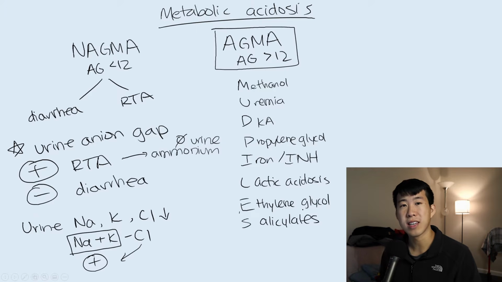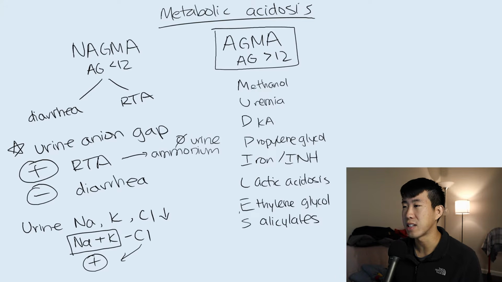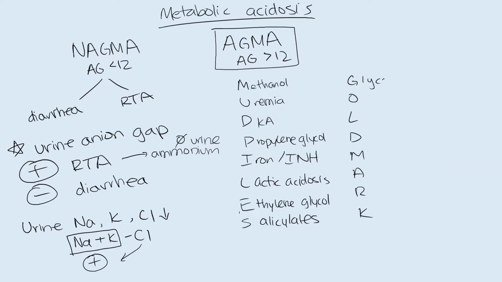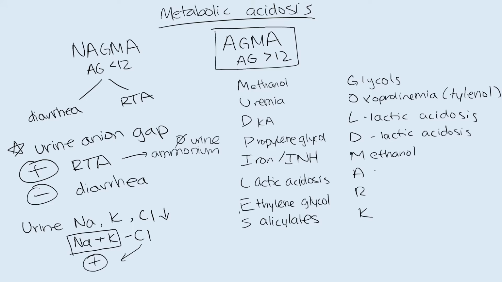But actually recently there has been a new mnemonic that's been proposed and is actually supposed to be a little bit more superior and accurate in terms of identifying causes of anion gap metabolic acidosis, and that's going to be the GOLDMARK mnemonic. And so that's going to stand for glycols, oxoprolinemia, which is kind of a byproduct of Tylenol, L-lactic acidosis, D-lactic acidosis, methanol, aspirin, renal failure, and ketoacidosis.